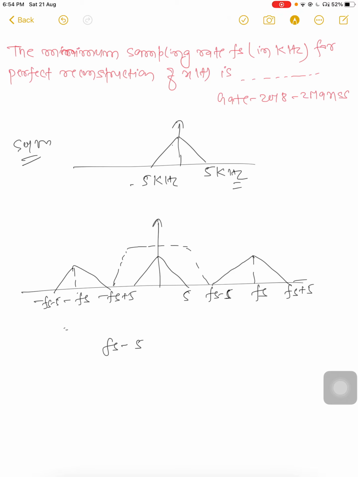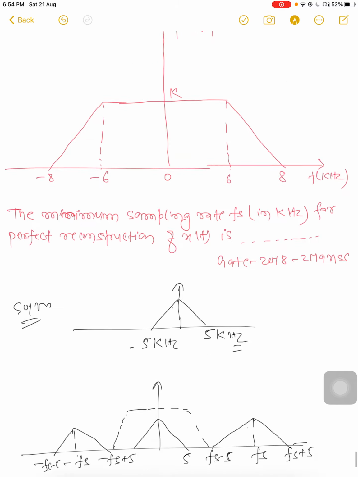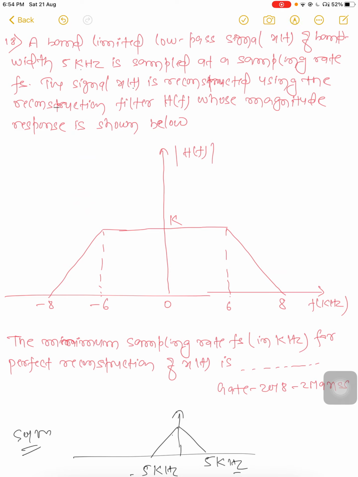For proper reconstruction, fs minus 5 should be greater than or equal to 8, because otherwise the samples will come into the filter, the signal will be mixed, and you will get a noisy, distorted signal. So fs should be at least 8 plus 5, that is 13 kilohertz, and fs minimum is equal to 13 kilohertz. So the option will be 30 kilohertz.